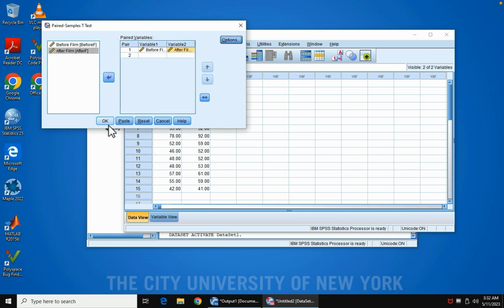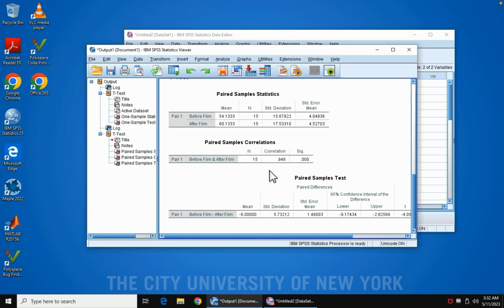All right, so once you have this, just click OK, and there goes your pair t-test. What do I really need? I don't need any correlation because I'm not going to look at that. This is the mean, and this is the standard deviation for each one of those data sets. So this is what I wanted. This is what I'm looking for. This table right here. Okay, so that's the table I'm looking for.